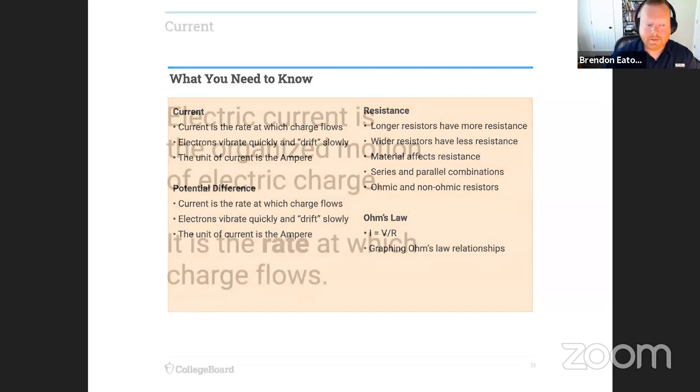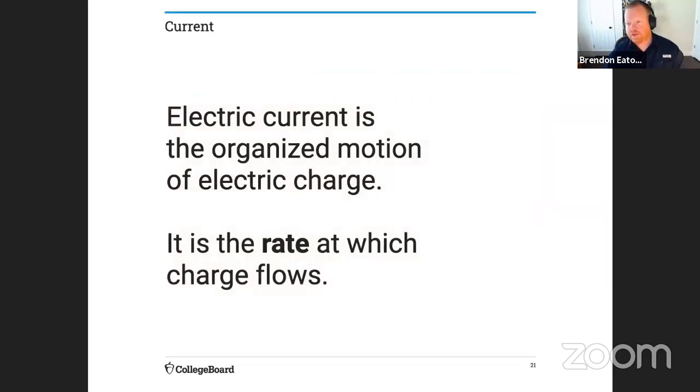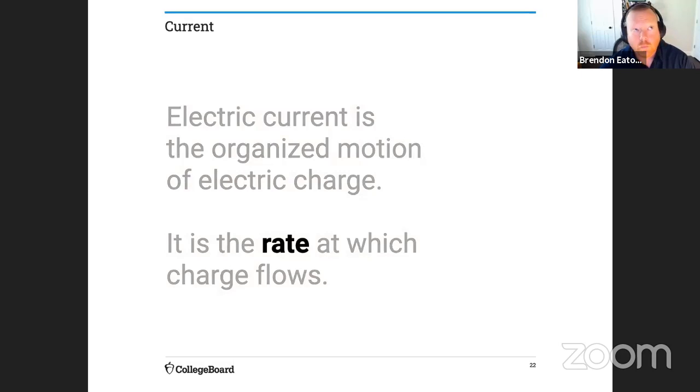And what does it look like? So we'll start with electric current. Electric current is just the organized motion of electric charge. It's the rate at which charge flows. Notice that you've heard the term rate so many times in AP Physics 1 and AP Physics 2. When you see rate, you know that has something to do with per unit time. So I know that current is the organized motion of electric charge, and specifically we think of it as the flow rate of electrons, but we're talking about how much charge passes a given point inside of a circuit every second.